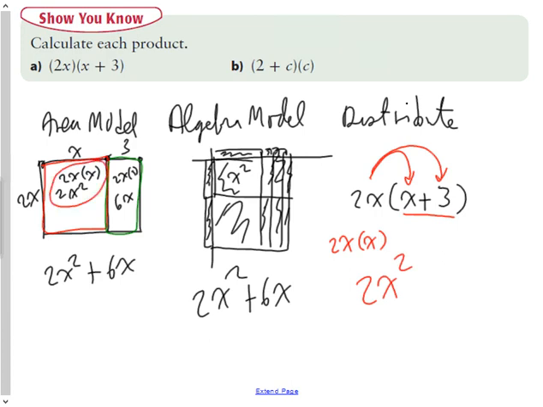The exact same procedure right there. And the second one, 2x multiplied by 3, will be a positive 6x, which again we have right here. And when I combine those together, I end up with the answer of 2x squared plus 6x. And all three of them give me the exact same. So that's the three methods we use to multiply monomials by any polynomial.